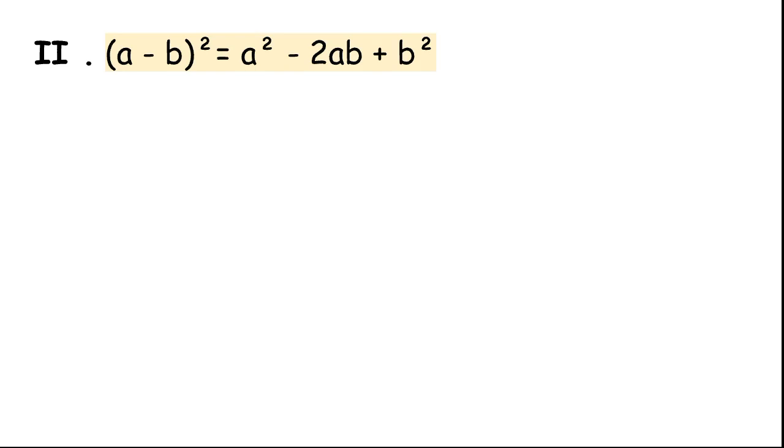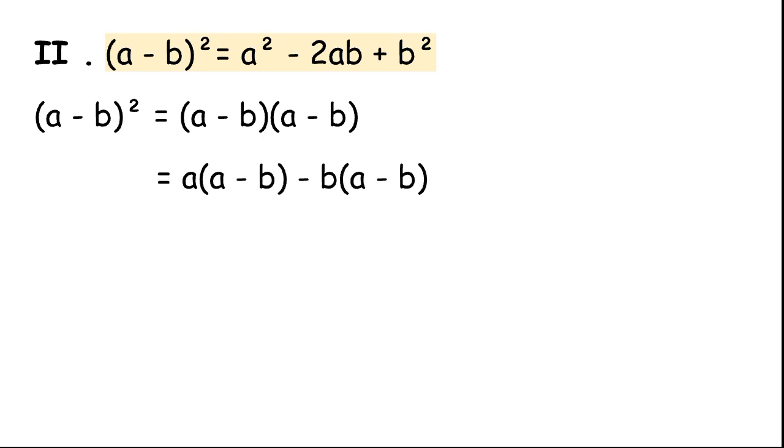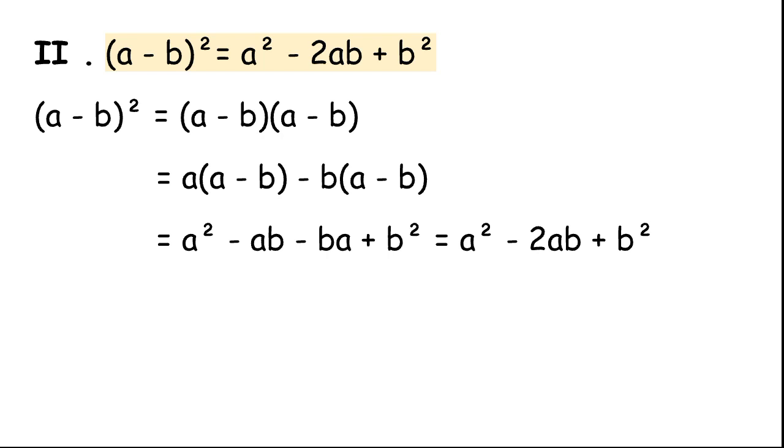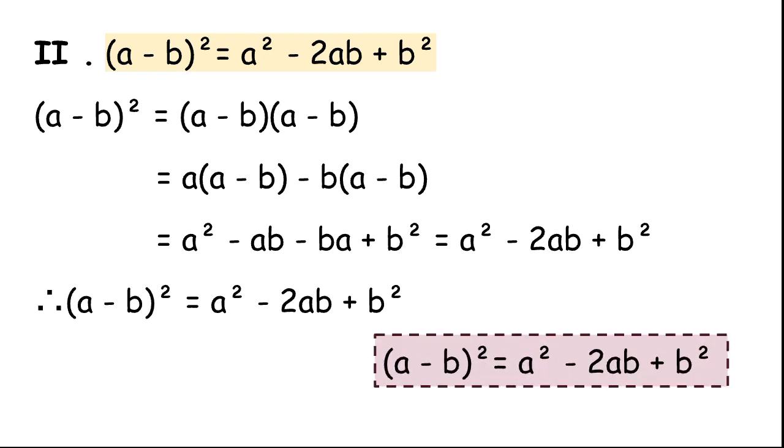Now let us see the second identity. (a - b) whole square is equal to a square minus 2ab plus b square. This is also the same thing. (a - b) whole square is equal to (a - b) into (a - b). This is a into (a - b) minus b into (a - b), which gives you a square minus ab minus ba plus b square, where minus ab and minus ba are like terms. So a square minus 2ab plus b square. Therefore (a - b) whole square is equal to a square minus 2ab plus b square.